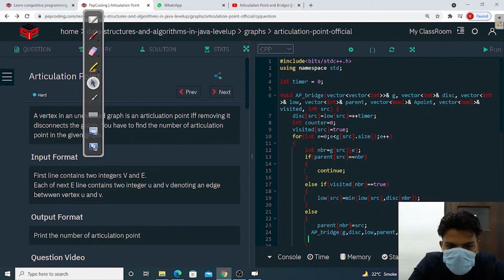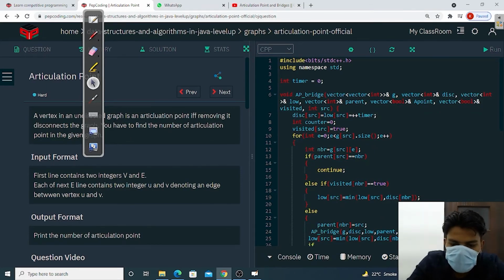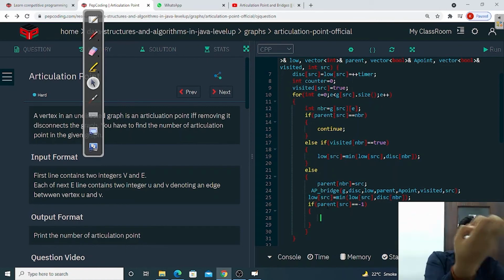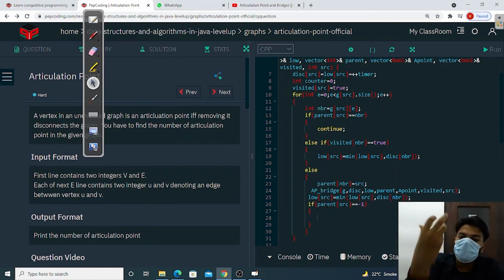After that, what do we have to do? We have to update our low value, as we discussed in the graph. So we update low of src with the minimum of low of src and disc of nbr. Then we have to check at this stage, and after that we put an extra condition. What condition? If our parent of src equals -1. What is the signal of this condition? The signal is that our source is starting. This is the condition where our initial source is starting.